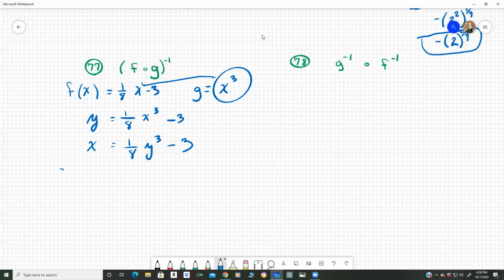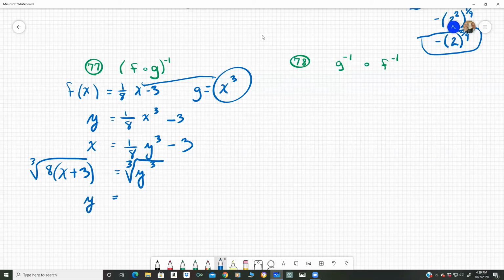So let's add 3 to both sides. And we can just go ahead and multiply both sides by 8. And then that gives us y to the third on this side. And obviously we have to take the third root, and so we'll switch the sides. Y is equal to this lovely thing.